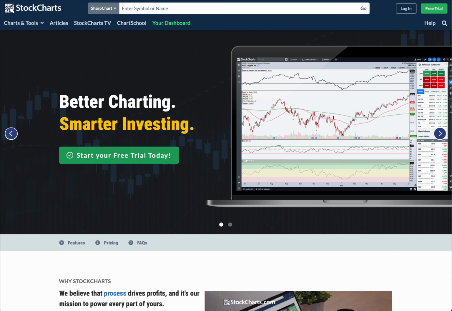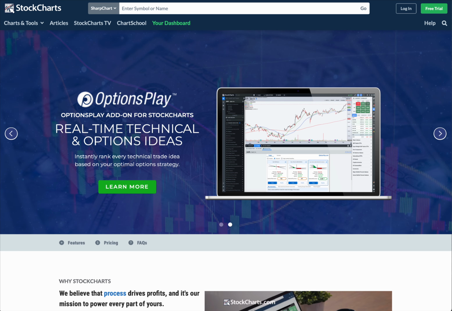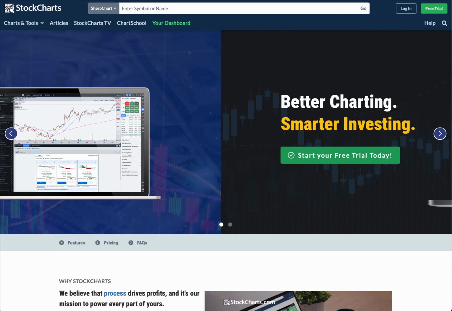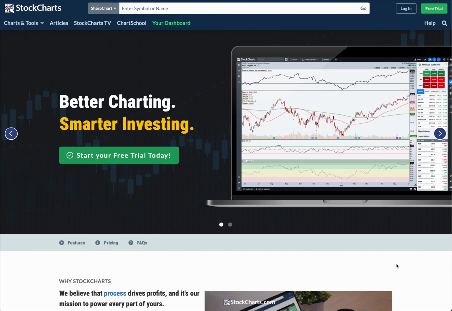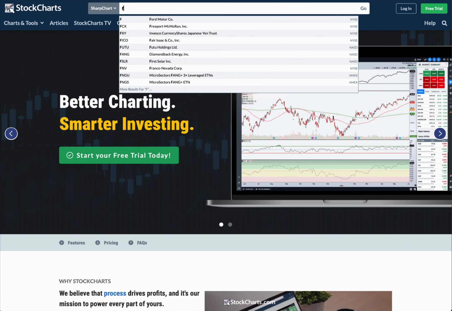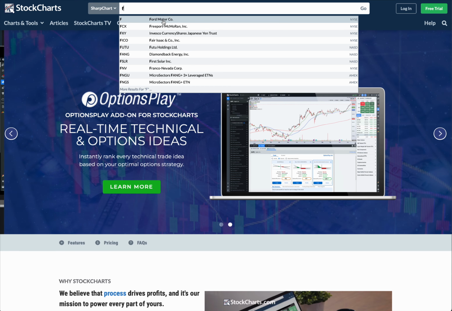This website is called stockcharts.com. There's a free version and a premium paid version. I've been able to research and find stocks when they're very cheap with the free version. Yes, there's a couple pop-ups from time to time, but aside from that, this website is excellent. So let's go to the top here where it says enter symbol or name. We're going to pick a company that everybody knows. Type in the letter F, and that stands for Ford Motor Company.